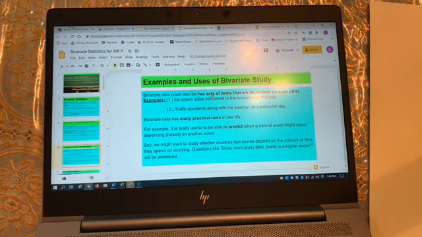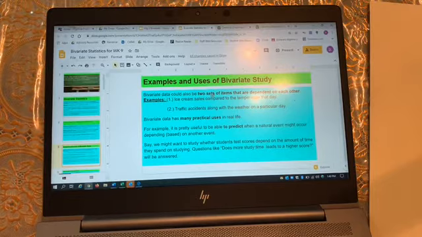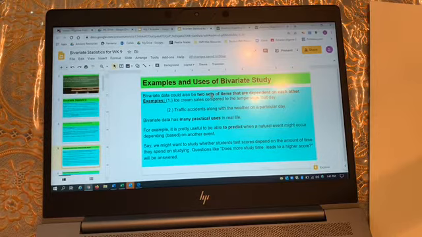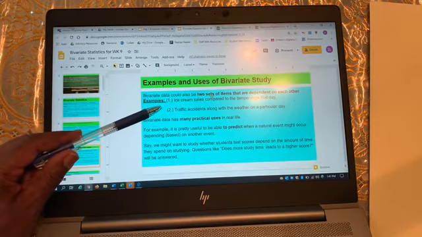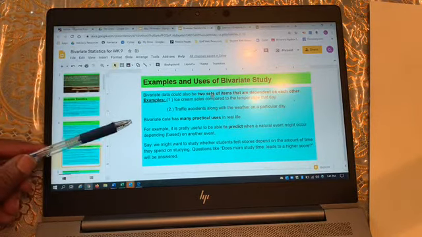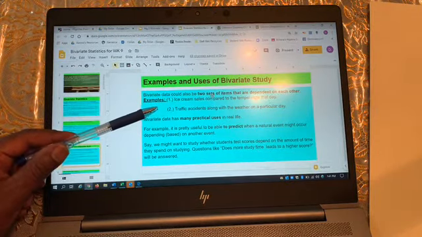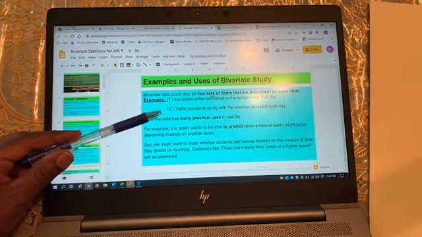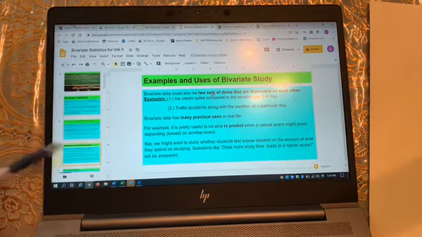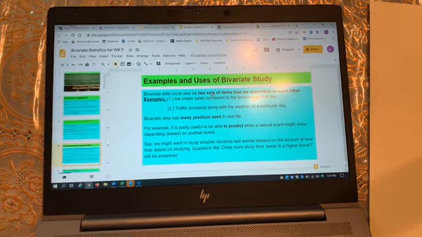Some examples and uses of bivariate study: you are studying two sets of items that are dependent on each other. The data could also have two sets. For instance, ice cream sales compared to the temperature of that day. We know as the temperature increases, ice cream sales will increase, and so we are studying the relationship between the two, even though we know, but how strong is the relationship. Traffic accidents along with the weather on a particular day. What's the correlation between the two?